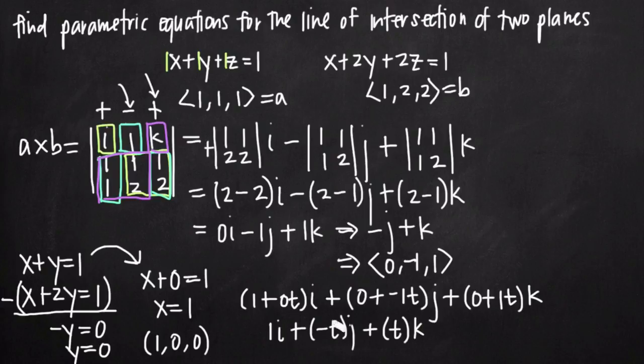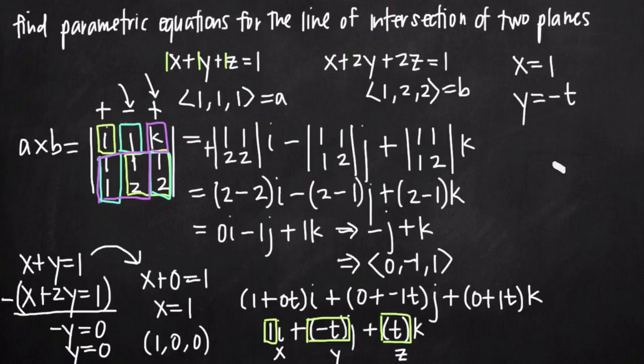Now the reason I was so interested in keeping these coefficients isolated in front of i, j, and k is because these coefficients are going to become our parametric equations for the line of intersection between the two planes. So we're going to grab these three coefficients here and set them equal to x, y, and z for i, j, and k respectively. So for x, we're going to say x is equal to 1. For y, we're going to say y is equal to -t. And for z, we're going to say z is equal to +t. These three together form the parametric equations of the line of intersection between the two planes.